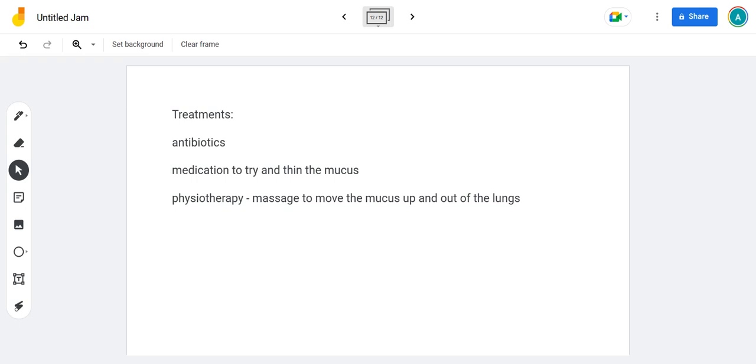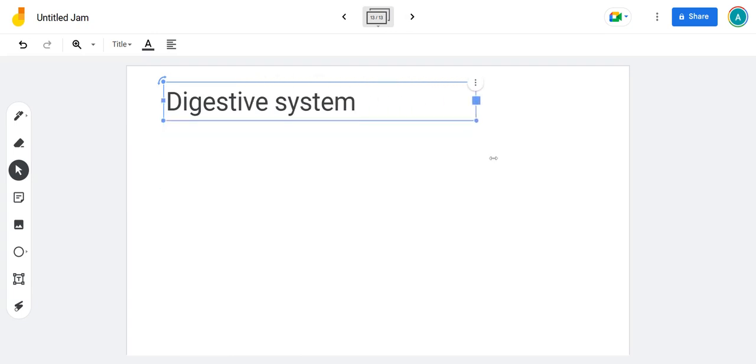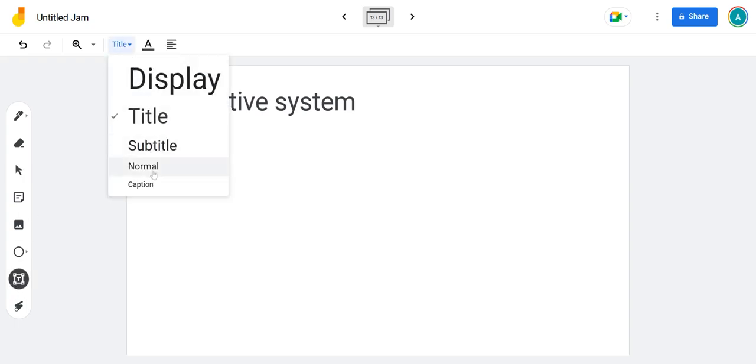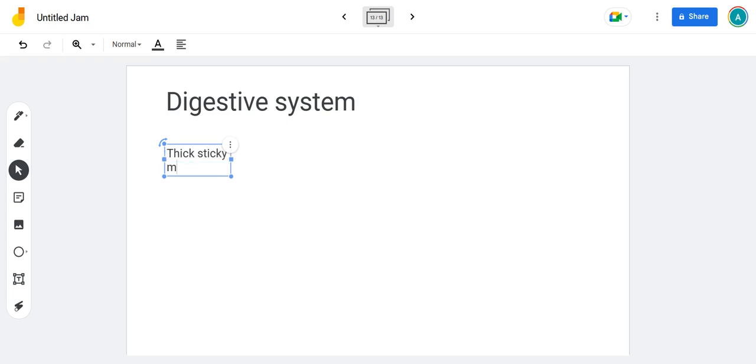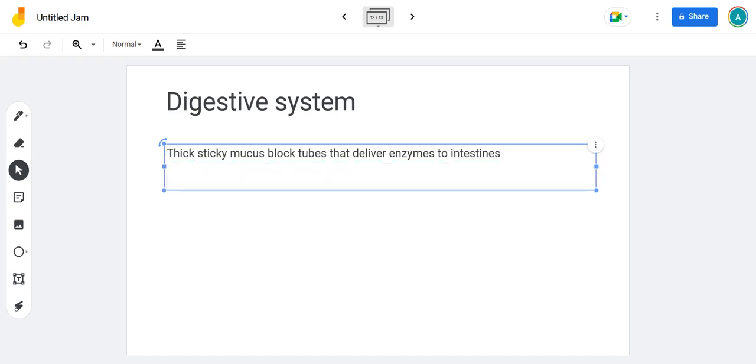The next system that cystic fibrosis affects is your digestive system. So, in your digestive system, again, the problem is this thick, sticky mucus. That's always going to be the cause of the problems. The main problem now is that this thick, sticky mucus is going to block the little tubes that are delivering the enzymes to your intestines. Okay, tubes that deliver enzymes to intestines. And as a result, you can't digest your food properly because you don't have the enzymes. And obviously, if you can't digest your food, then the little molecules that it gets broken down into don't diffuse into the blood, don't go to the cells for respiration. Again, you're going to be short of energy.